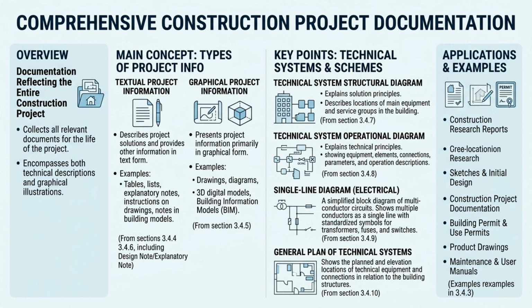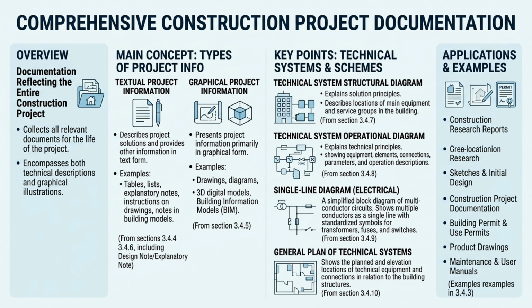For electrical systems, a single line diagram is often used. The diagram simplifies multi-conductor circuits by representing all conductors as a single line, while still indicating the number and types of conductors. Standard symbols are used to represent elements like transformers, fuses, and switches, making these diagrams easy to interpret and specialized. Another key document is the general plan of the technical system.